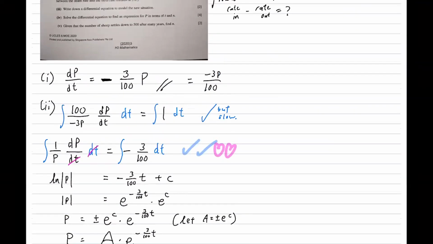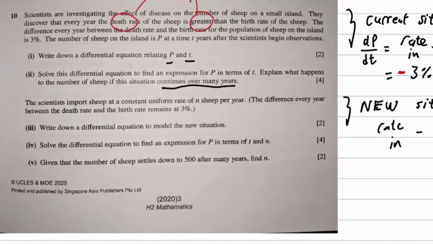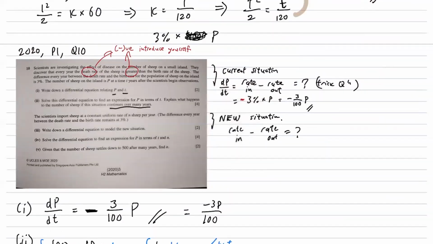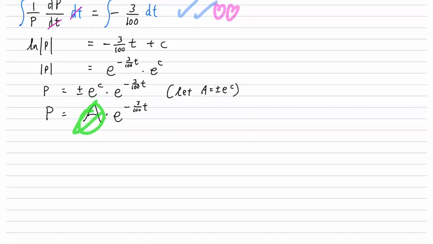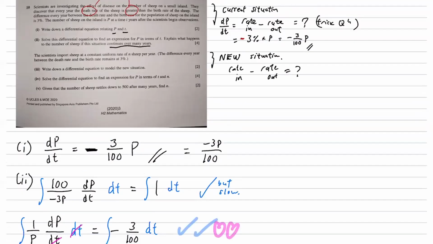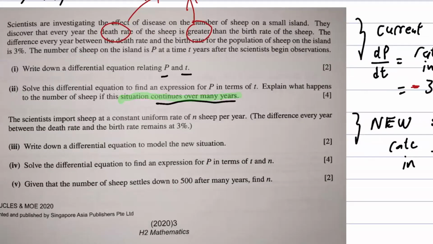Pause. Let's read the question. Here, they never give you the initial condition. Do you notice that? So you don't know what your A is, and that's the only variable. So it's still okay. Why? Because let's read the question. What do they ask? They say over many years. What does that mean about t? So t is tending to infinity, very, very large, very, very big.